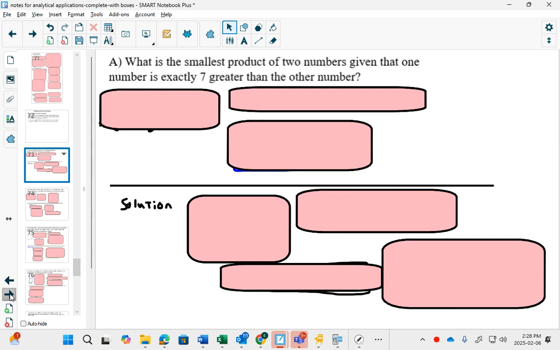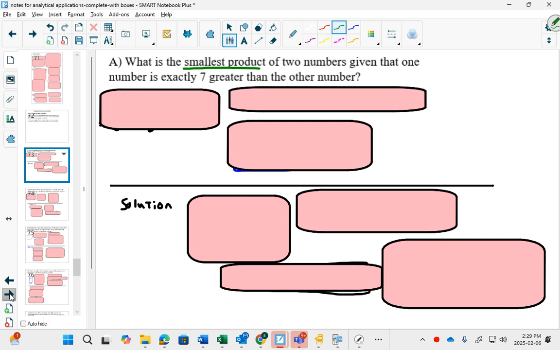What is the smallest product? So this is what we're trying to optimize, a product. And we're trying to make it as small as possible. But you know that one number is exactly 7 greater than the other number.